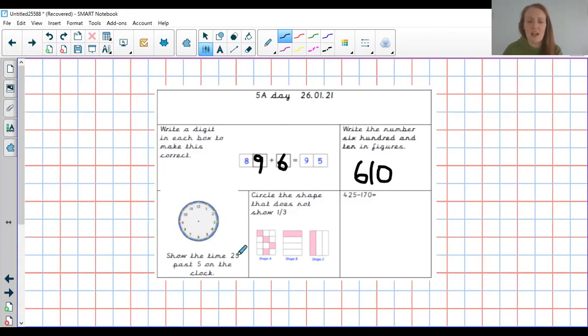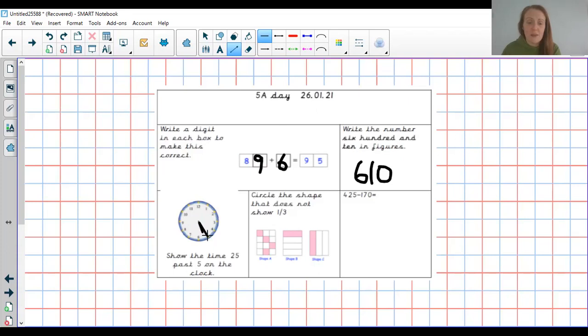Now I'm going to be really precise on this one down here because we've done it. So you should be able to do this really accurately. It says, show the time 25 past 5 on the clock. So the hour is 5, but it's past 5. So my hour hand, my short hand, let's see if I can be really accurate, should be past the 5. There we go. My minute hand, 25 past, 5, 10, 15, 20, 25, should be dead on the 5.